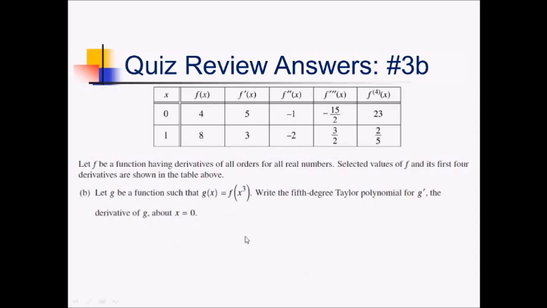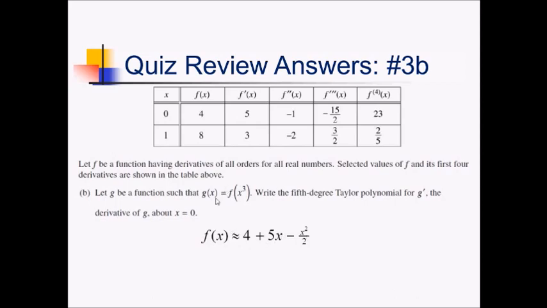For this next part of the problem, they're telling us g is basically just f of x cubed. They want the fifth degree Taylor polynomial for g prime, about x equals 0. Okay, well, let's write out the f function again, at least the approximation from part A. That again was 4 plus 5x minus x squared over 2, and I'm going to write approximately equals because this was just a polynomial version.